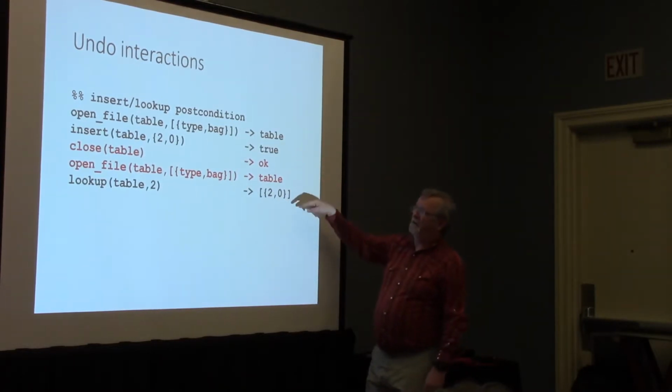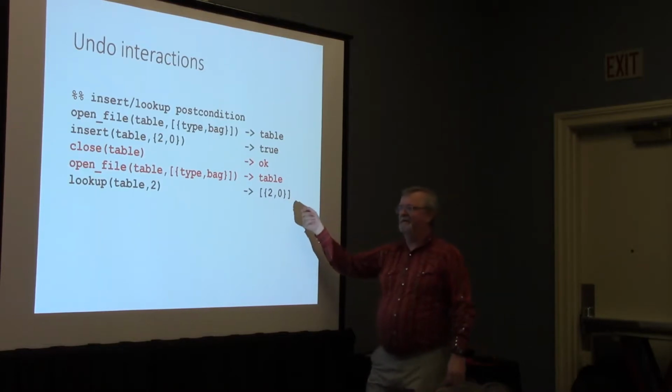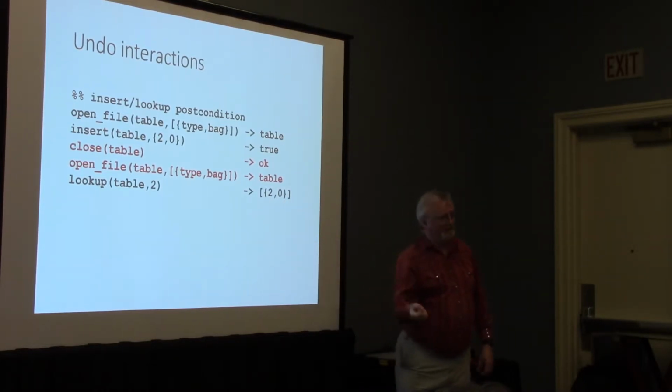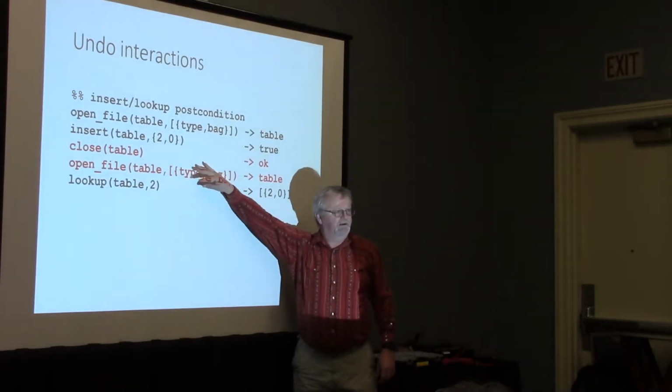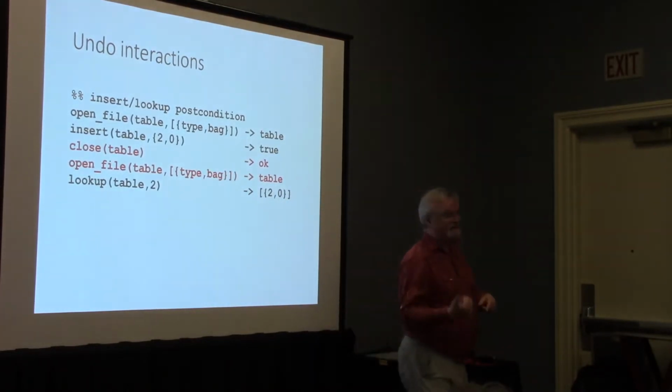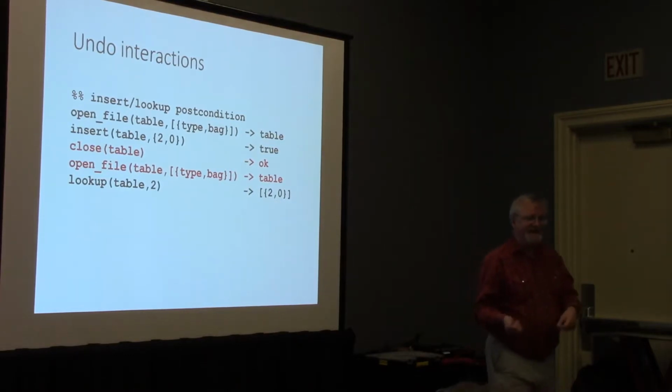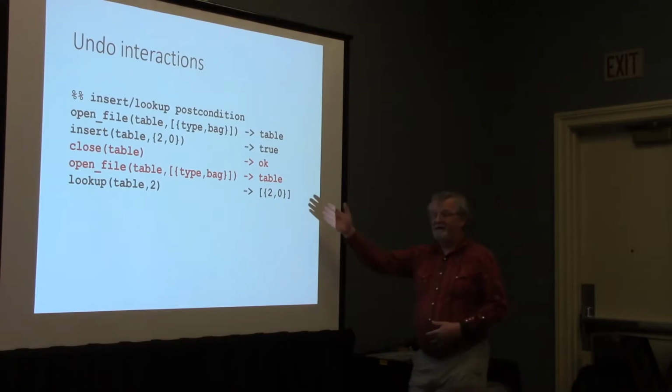So this also is an insert-lookup interaction, but it's not minimal. And so therefore, QuickCheck will remove the close and open from it. And we get the other example, but not this one. And what we found was that seeing the other example didn't enable people to predict what would happen in this case.